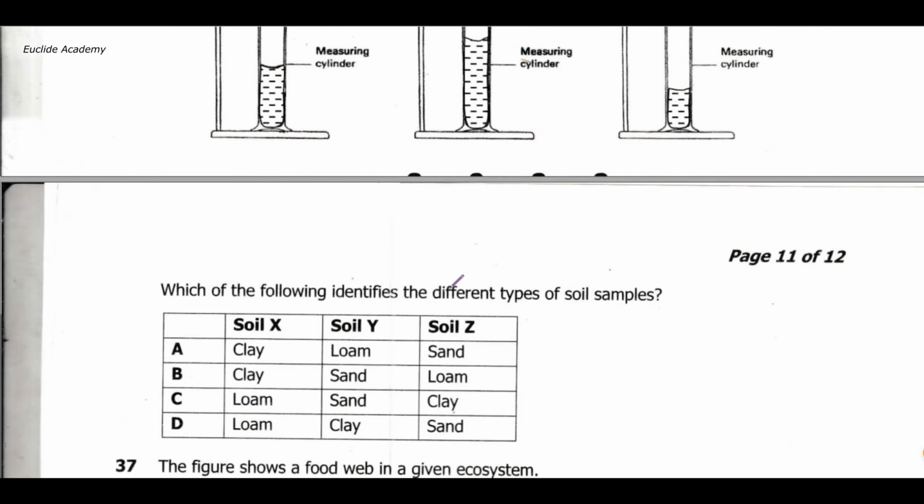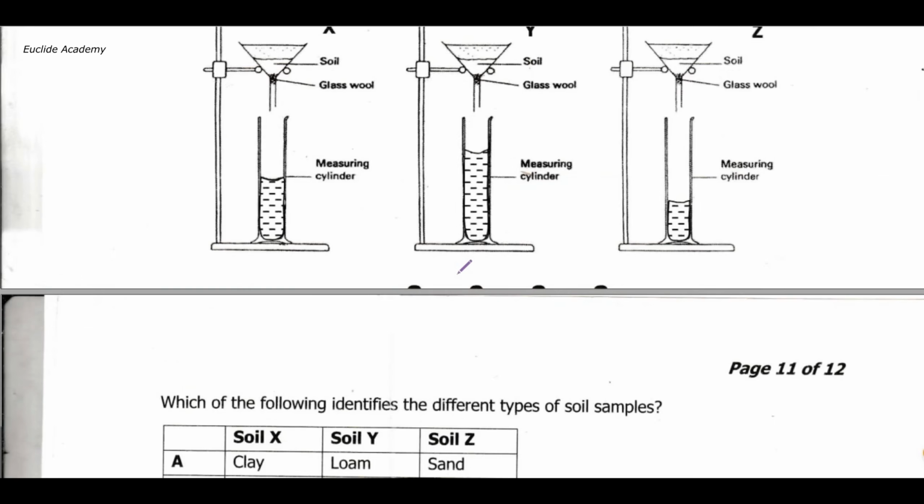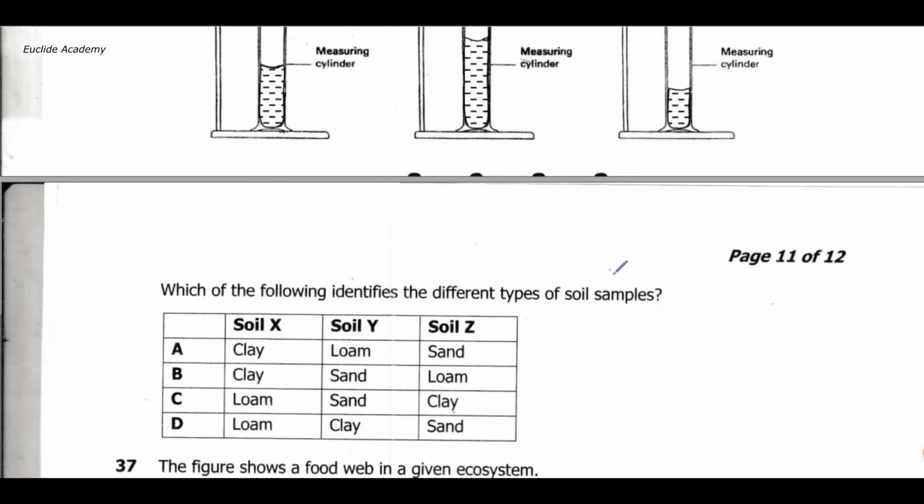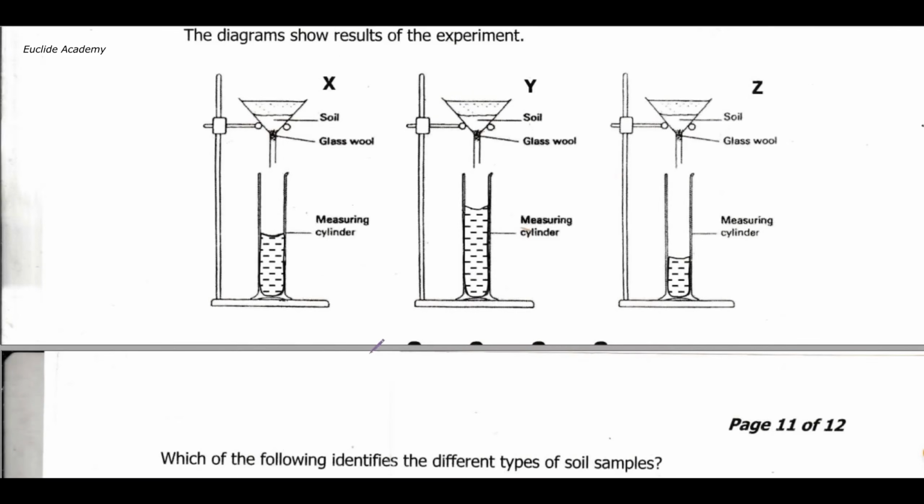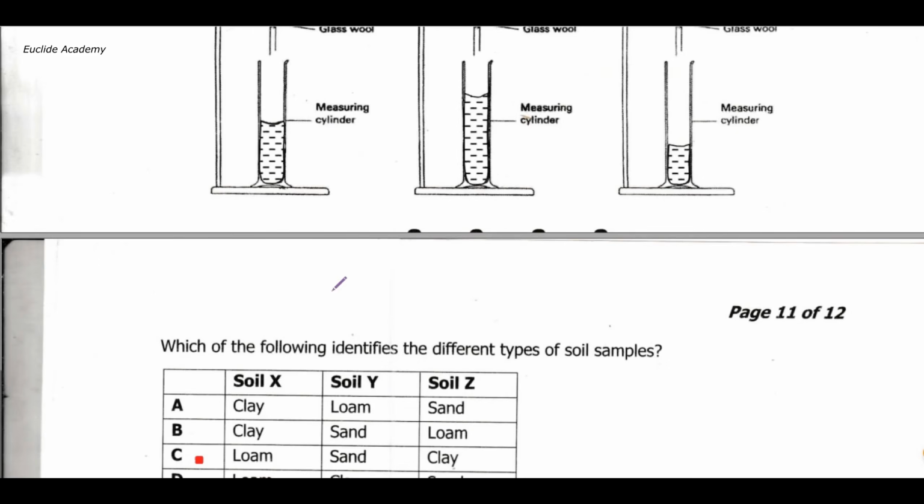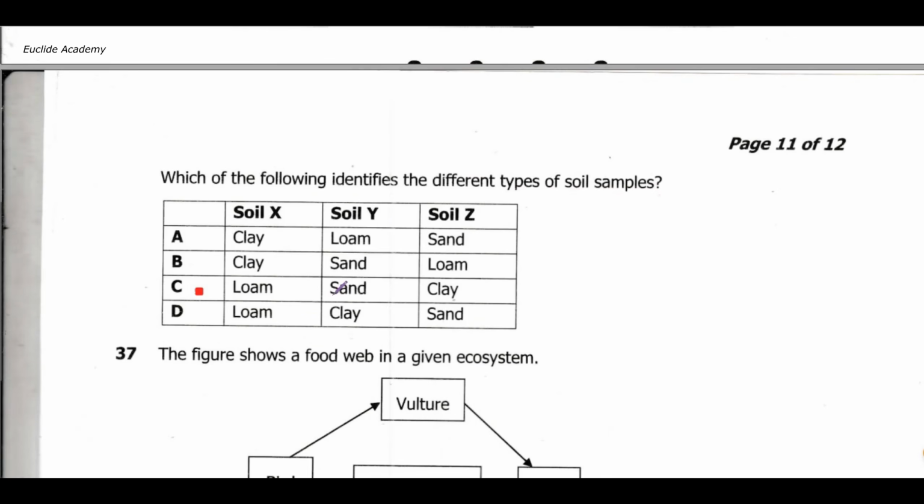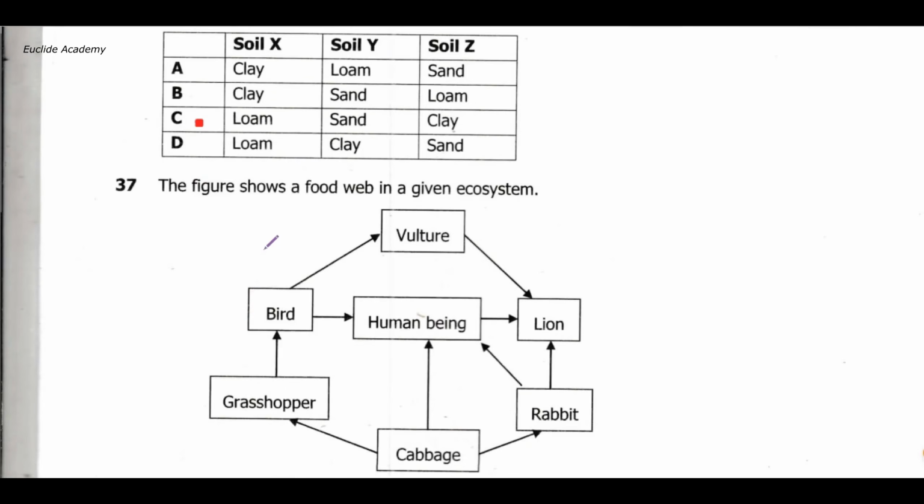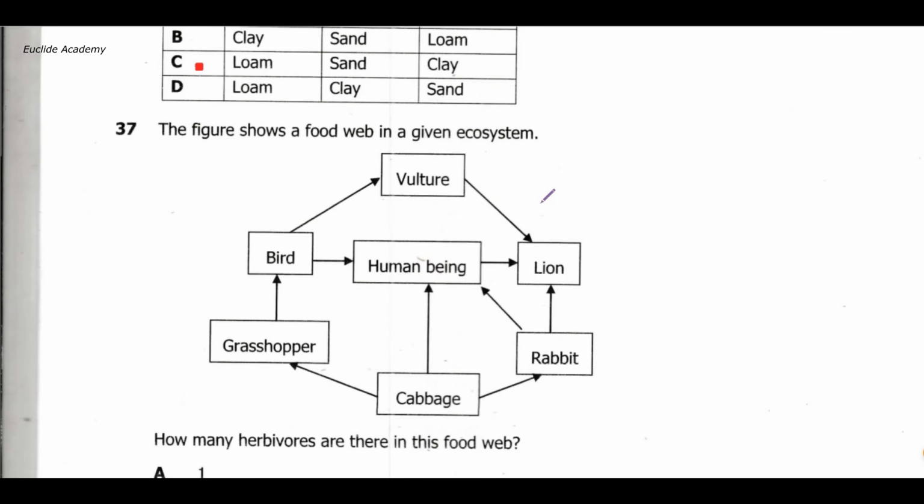The one which allowed water mostly should have been between clay, loam and sand. Should be sand, right? So Y should be sand. The least to allow water should be clay. So Z should be clay. Y should be sand. X should be loam soil. So C is the answer.